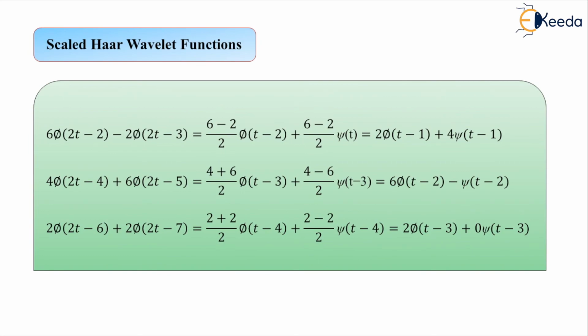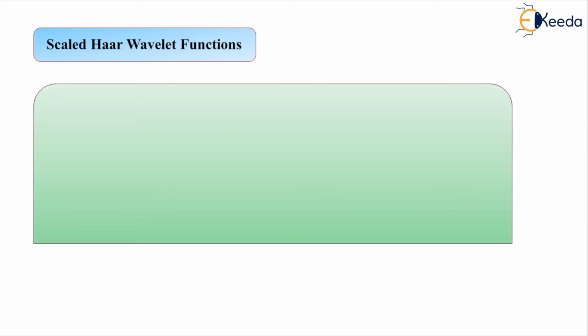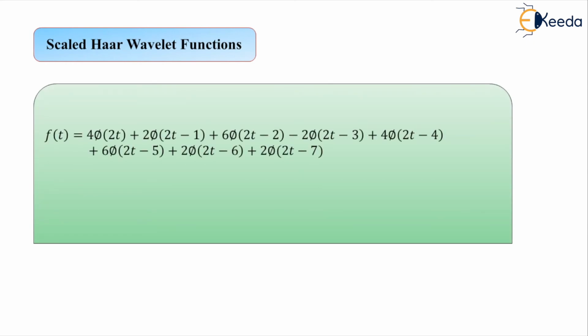So therefore the functional representation f of t will get the form that here we have f of t is equal to 4 times phi of 2t added by 2 times phi of 2t minus 1 added by 6 times phi of 2t minus 2 minus 2 phi of 2t minus 3 added by 4 times phi of 2t minus 4 further added by 6 times phi of 2t minus 5 added by 2 times phi of 2t minus 6 finally added by 2 times phi of 2t minus 7.